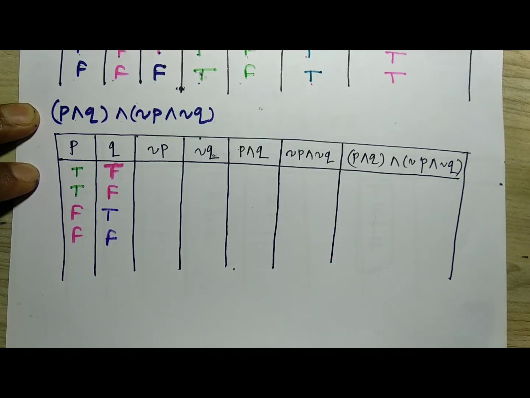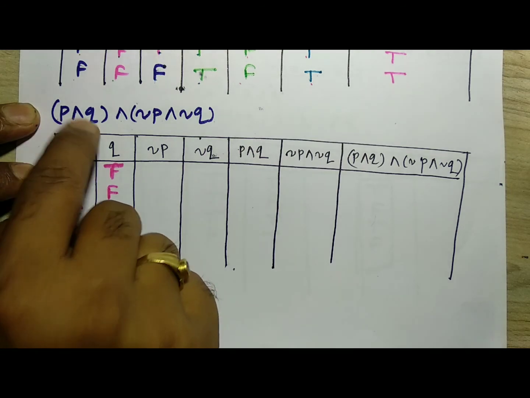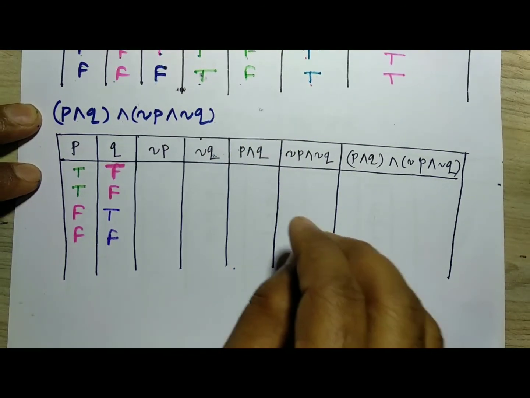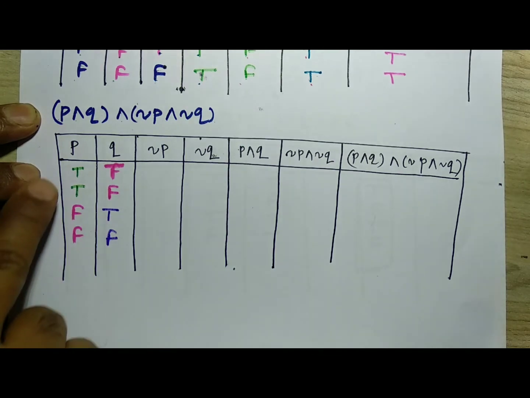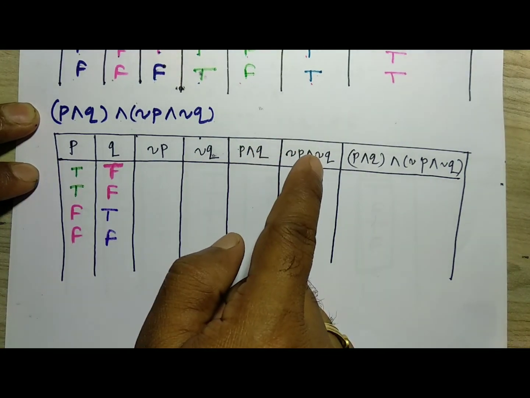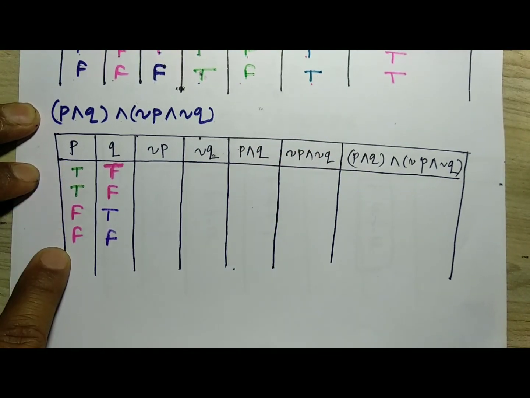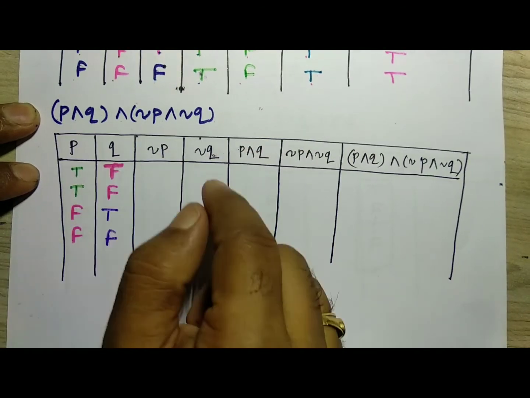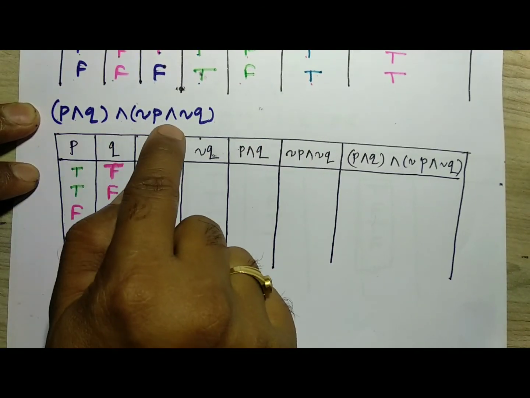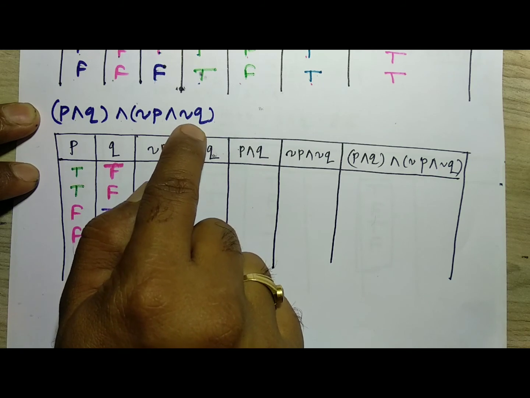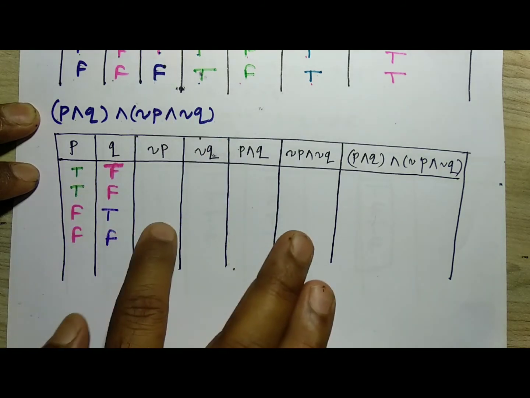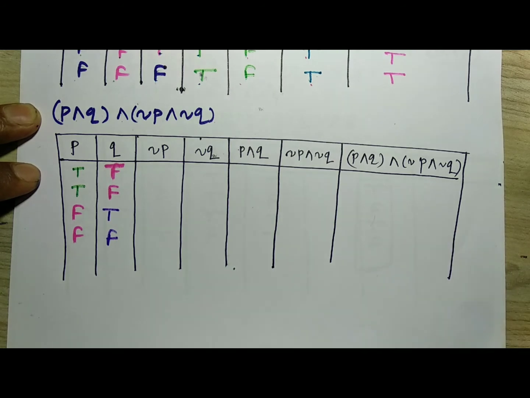And right now the number of rows and number of columns related to that statement pattern is considered here. P and Q are 2 prime components, and therefore the total number of rows is 2 raised to n, that means 2 raised to 2. That means it is 4, and it is taken here. And here the connectives are nothing but 1, 2, 3, 4, 5, and therefore 5 plus 2 is equal to 7 columns. And from this you can calculate the truth table related to that.